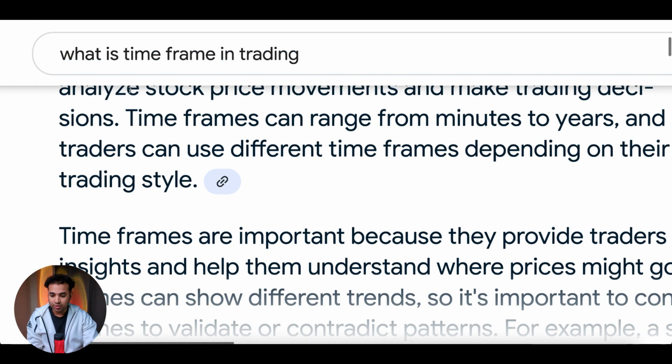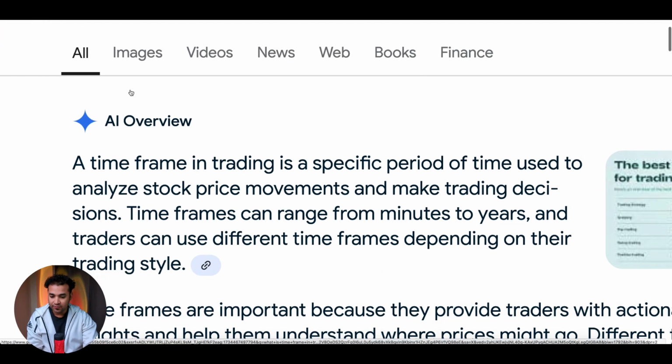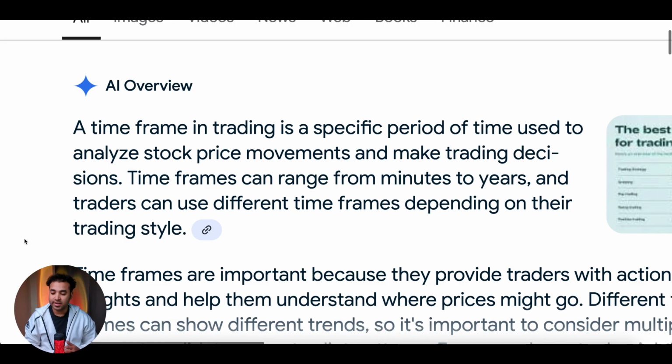Another, Gemini AI says that a time frame in trading is a specific period of time used to analyze stock prices or crypto prices, movements, and make trading decisions. Time frames can range from minutes to years, and traders can use different time frames depending on their trading style. Right now, trading style and time frame.